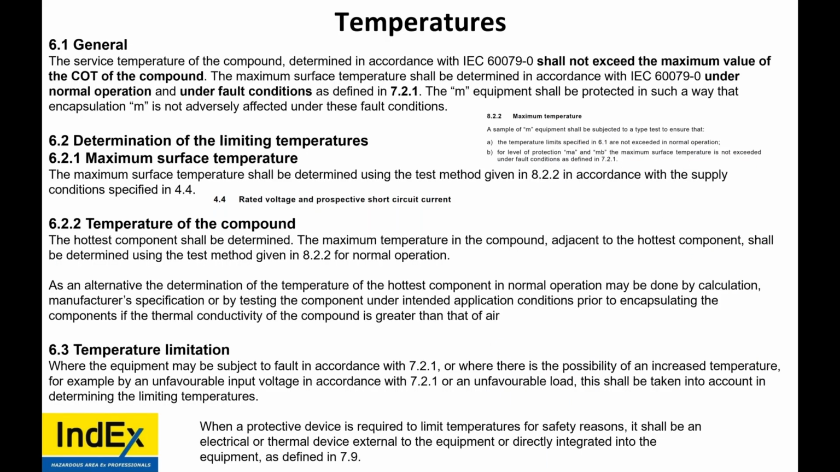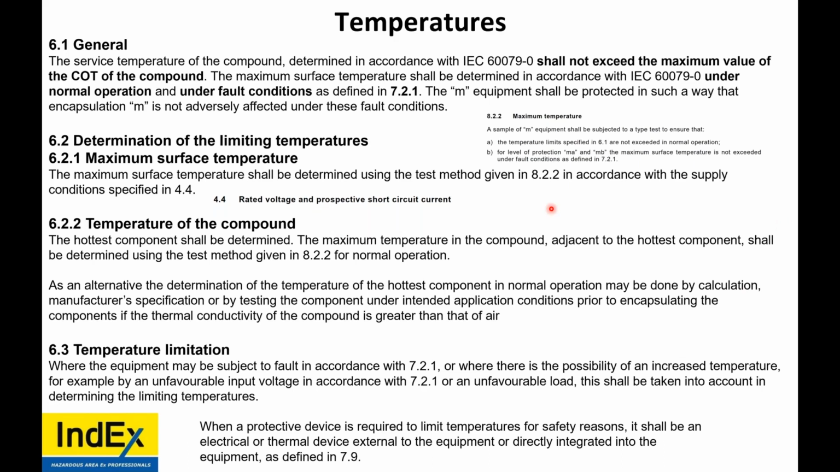Now, temperatures. There's a lot of considerations. The service temperature of the compound shall not exceed the maximum value of the current operating over time, I believe. The maximum surface temperature shall be determined in accordance with under normal operation and fault conditions. So the maximum surface temperature needs to be figured out. There's a lot involved with temperatures.